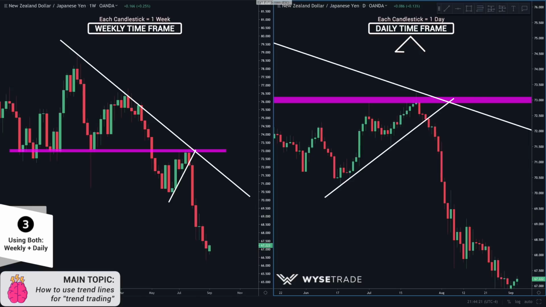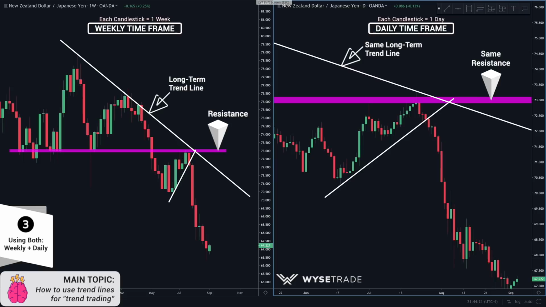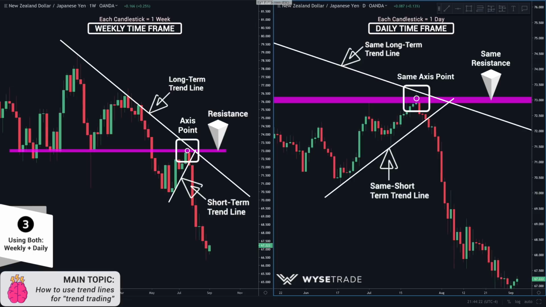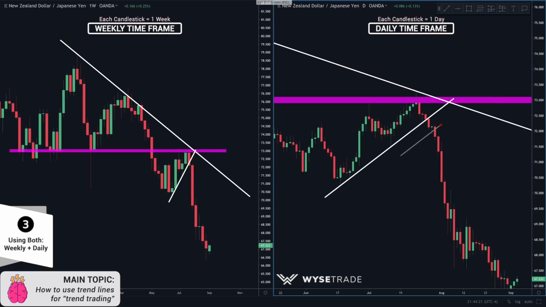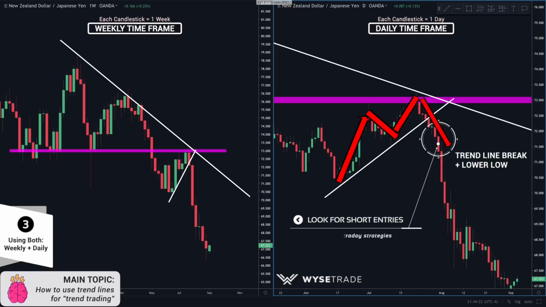Now, here in the daily time frame, this is your same trend line from the weekly, the same resistance level from the weekly, the same access point from the weekly, and the same uptrend and trend line from the weekly. So here is your moving uptrend, where you have a run, a pullback, a run, before you had your break of the trend line and a lower low, and you can start looking for trade entries short through a breakout or intraday entry.